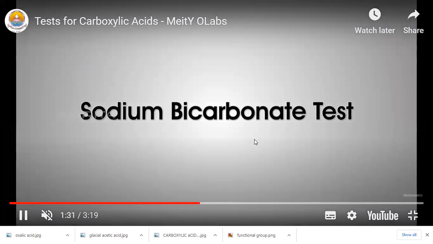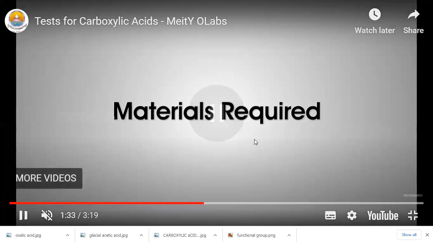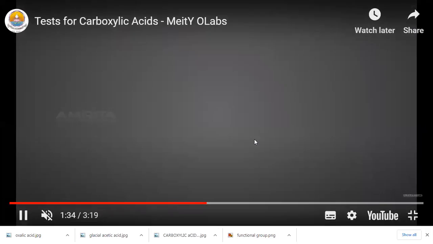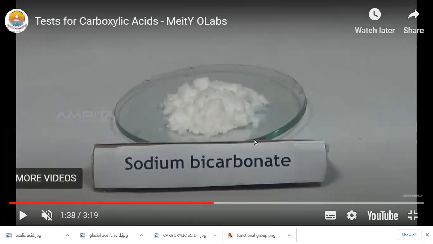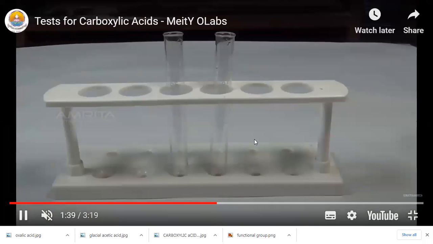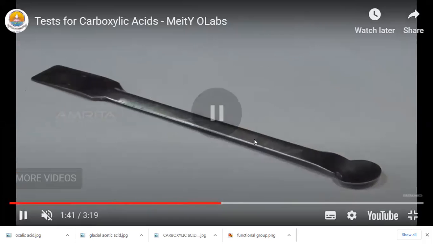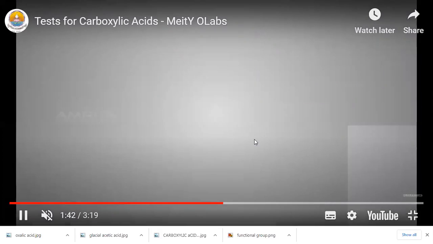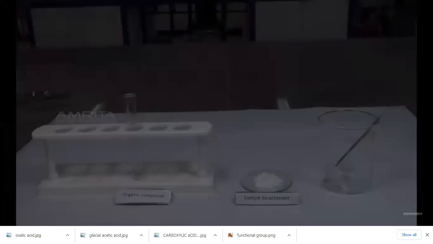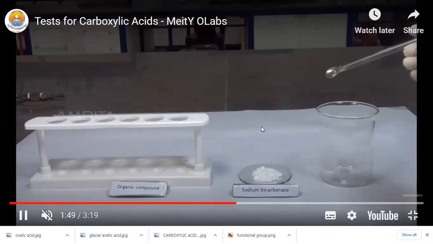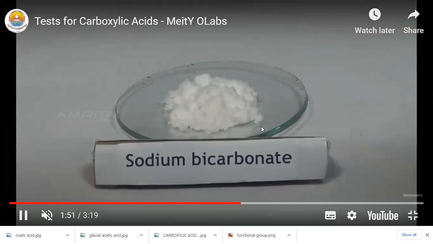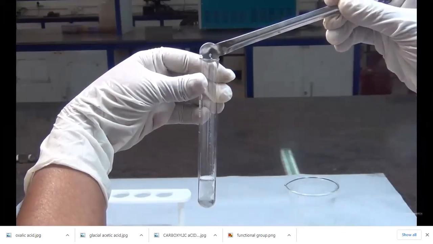Now, confirming this, we can go for sodium bicarbonate test. For that particular test we should have organic compound, we should have sodium bicarbonate, NaHCO3, and we need test tubes, we need spatula. So the procedure that we follow is, we take an organic compound, or its aqueous solution. Into that we can add the sodium bicarbonate.